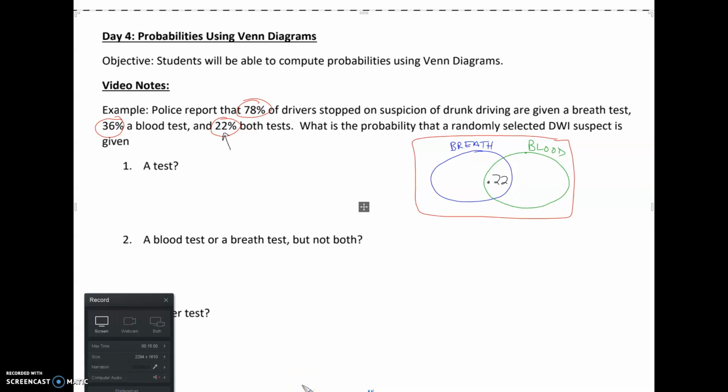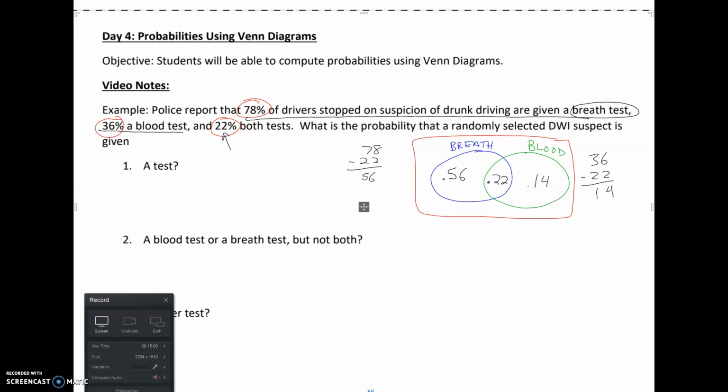All right, so it says 78% of the drivers stopped are given a breath test. So that's in our blue circle here. Okay, so 78%. If we take 78% and subtract 22%, we get 56%. So 56% go here. Now the blood. 36% get a blood test. So this whole green circle here is 36%. But part of the green circle is this overlap here, 0.22. So to get the rest, we take 36% minus 22% and get 14%. And so there's 14% right there.